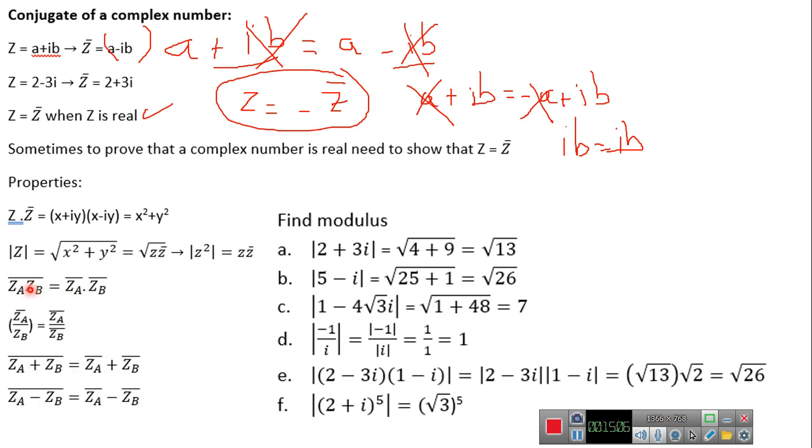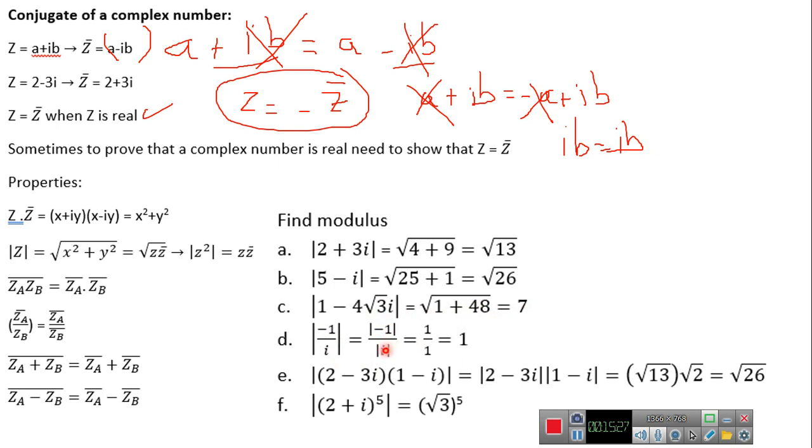The conjugate of za times zb, you can split each conjugate alone. If you have a conjugate for the whole one, za over zb, you can do the conjugate of za over the conjugate of zb. If you have a plus, you can split. If you have minus also, you can split. Always for multiplication, division, sum, you can split the conjugate.